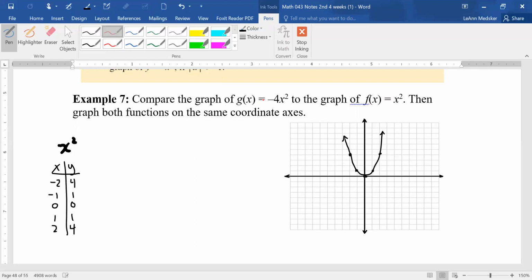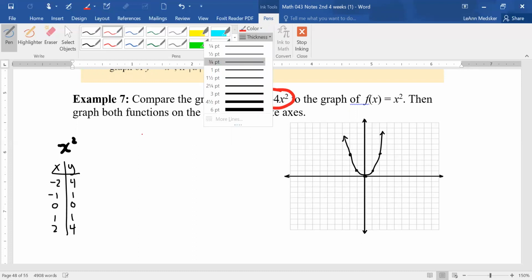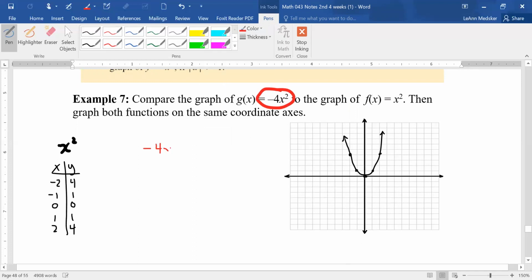Now, this one right here, we're going to talk about because it has a transformation from the original. First of all, there's a negative in front. The negative in front means that it's going to open down. There's also a 4 in front, and 4 is bigger than 1, so we're going to be narrower than x squared. Now, I didn't need any of that to graph it, but it helps if you can describe it, and we're going to ask you to describe it.